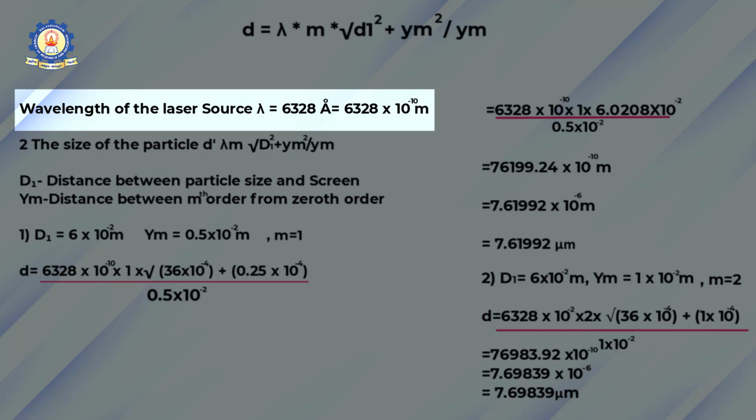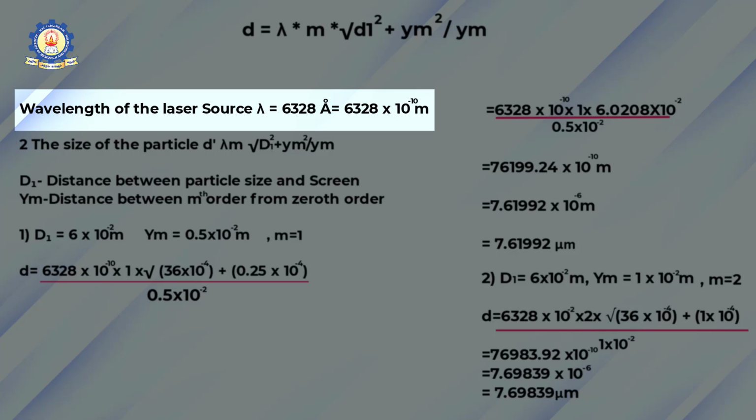Finally, after taking all the readings, we can do the calculation by using the formula D equals lambda into m into square root of d1 square plus ym square, divided by ym. The wavelength of the given laser source is 6328 Angstrom units, and we know that 1 Angstrom unit equals 10 power minus 10 meter. So it will be 6328 into 10 power minus 10 meter.